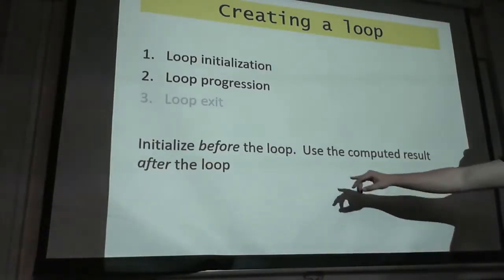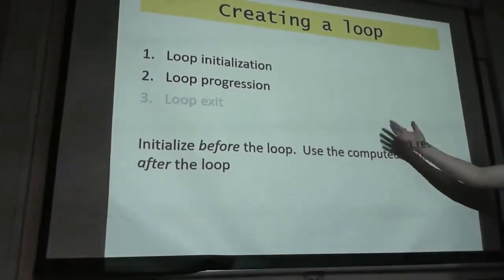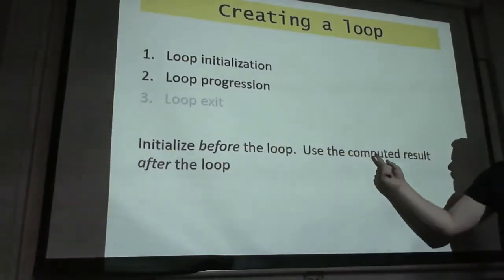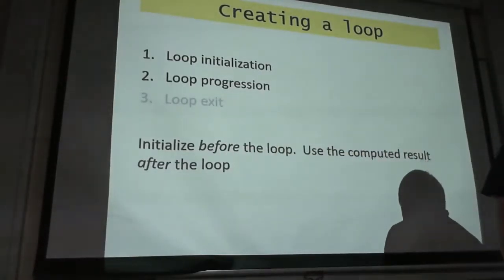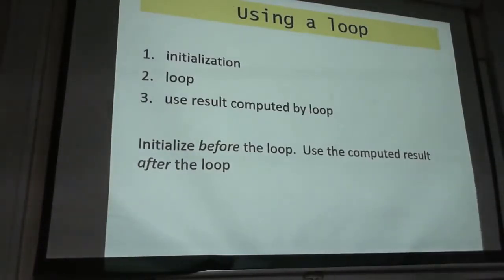But for the moment, we initialize before the loop, and we're going to use whatever the result is after the loop. So when the loop exits, we're going to get down here and say, all right, that's finished what we want to do. So the way we're going to use our loop is we'll have an initialization, set up all the values to be whatever they need to be. We're going to have our loop body, which is the action that we're going to repeat multiple times. At the very end, we're going to use the result computed by the loop to do whatever we need to do.